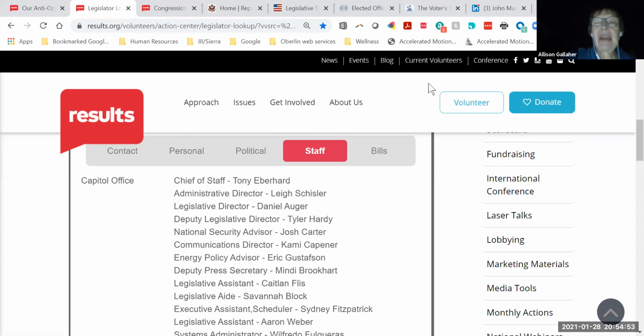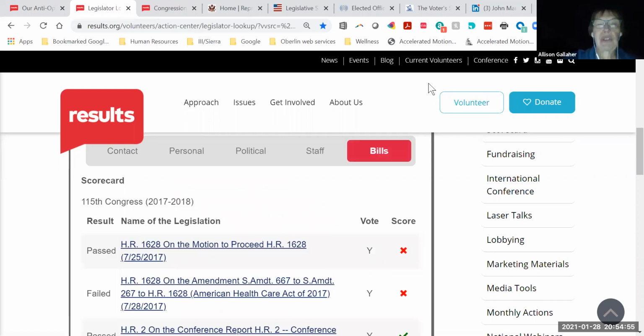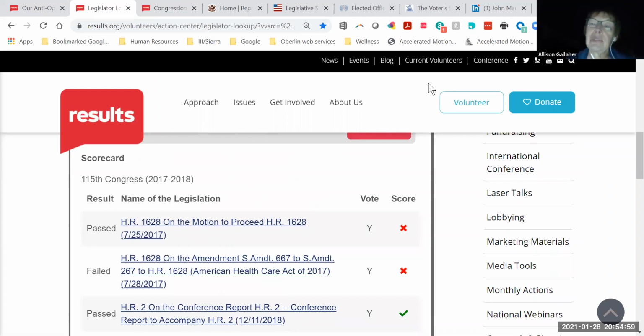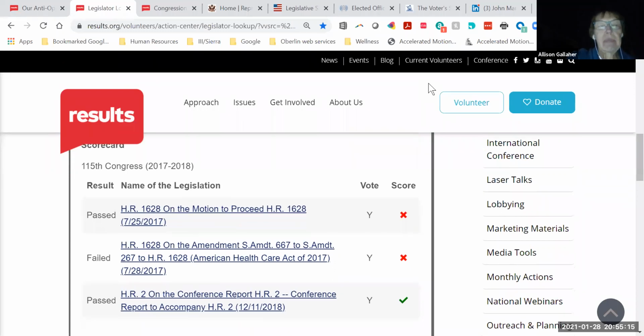It's a shame they don't provide it to everyone, but we can get it for you. So, and then finally, there's this bills choice. This is a place where all of the bills that Results is tracking get collected so that you can quickly see how this member of Congress has acted on bills that we care about. And so this is the update for the 115th Congress, which is 2 Congresses ago. And we can see that there were 3 bills.